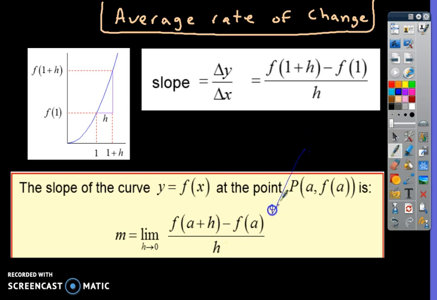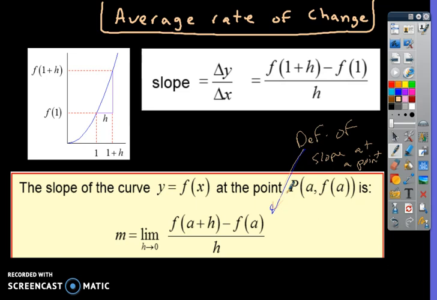This is actually called the definition of slope at a point. This is kind of important. I'll get that copied down someplace. That's called the definition of slope at a point. All right, moving on. Let's look at this graphically.